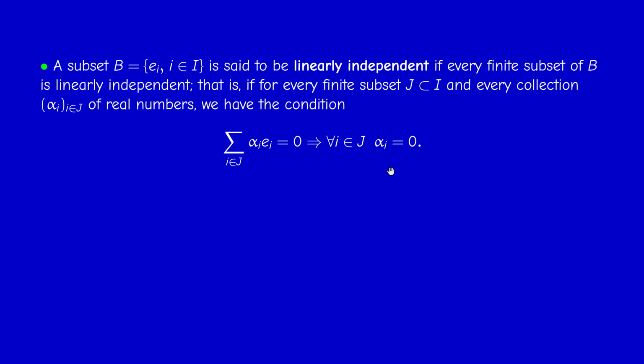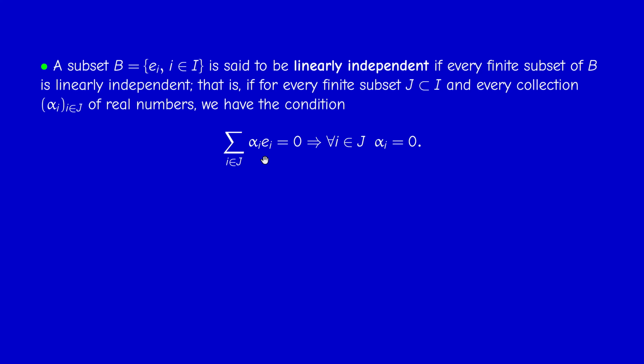So here again, we have to deal with finite sums. Of course, we can write this as an infinite sum, so we can write this as the sum of alpha_i e_i, i in capital I, but only finitely many coefficients are not 0. So most of the coefficients are 0. So this is just another way of writing a finite sum.